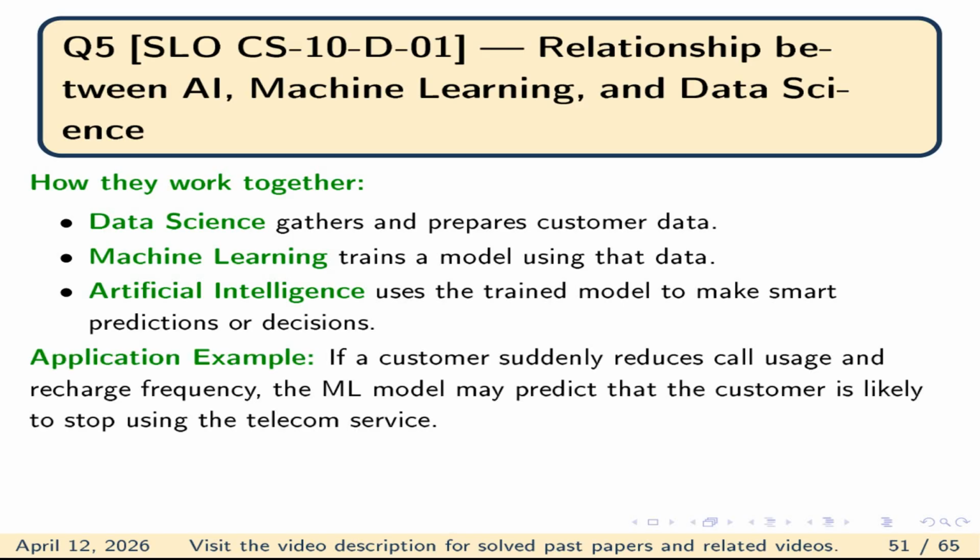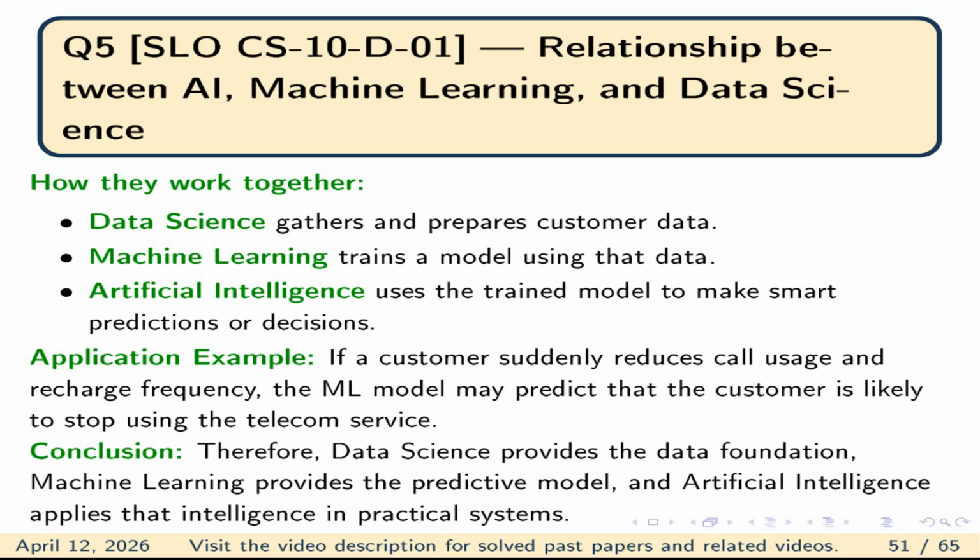Application example: if a customer suddenly reduces call usage and recharge frequency, the ML model may predict that the customer is likely to stop using the telecom service. Conclusion: therefore, data science provides the data foundation, machine learning provides the predictive model, and artificial intelligence applies that intelligence in practical systems.